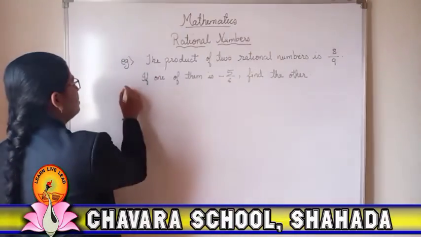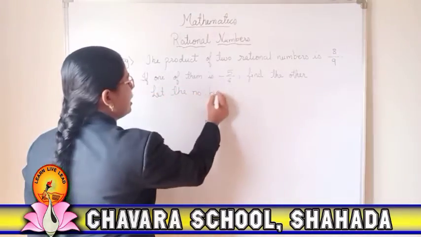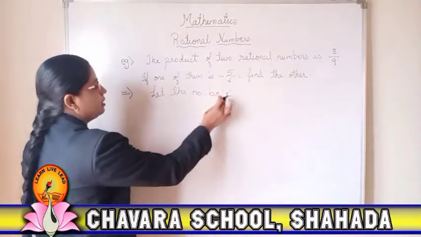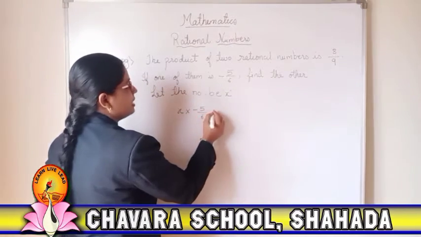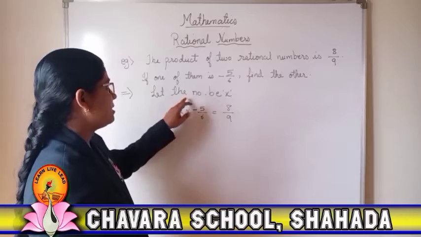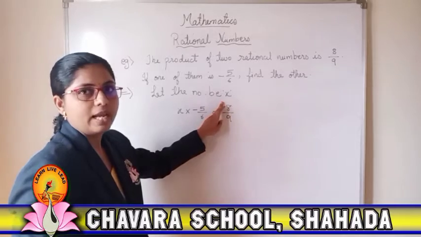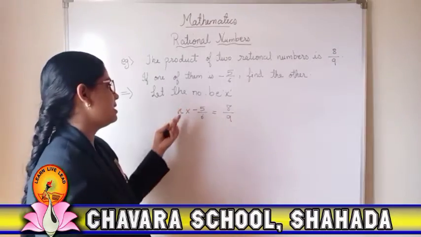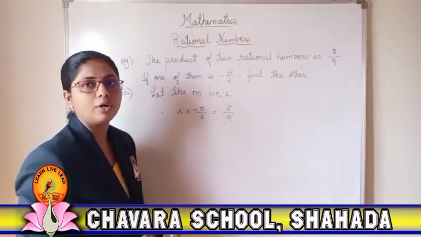Let the other number be x. So x multiplied by this number gives the answer 8 upon 9. It is given that the product of two rational numbers is 8 upon 9, so the answer should be 8 upon 9. Of the two numbers, one we know, that is negative 5 upon 6. The other we don't know, so we consider it as x. Therefore x multiplied by negative 5 upon 6 equals 8 upon 9.